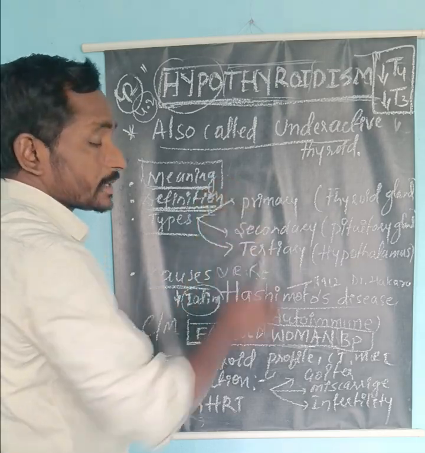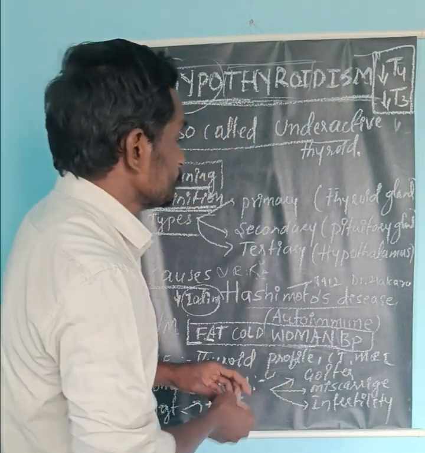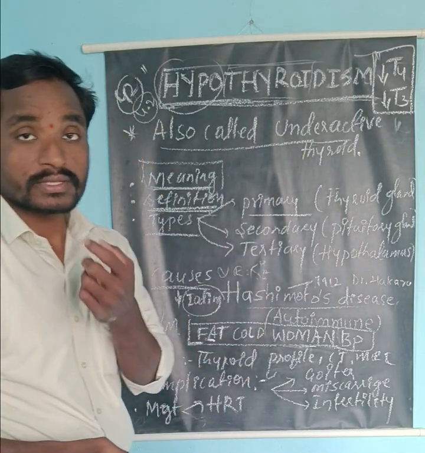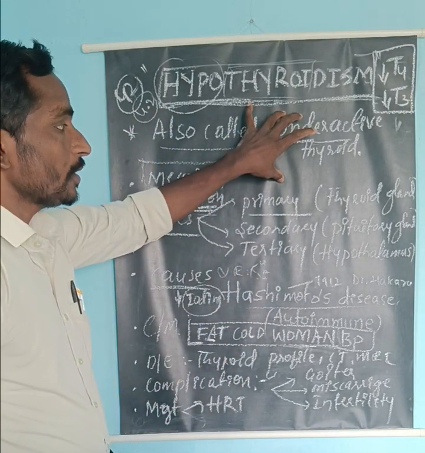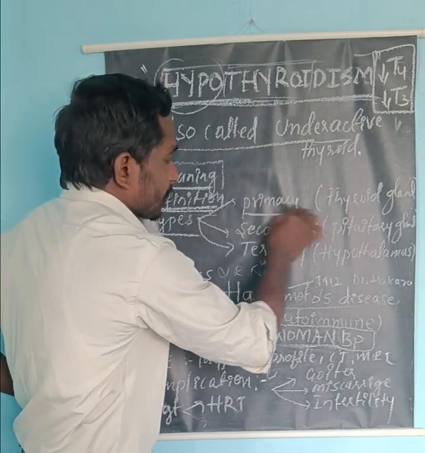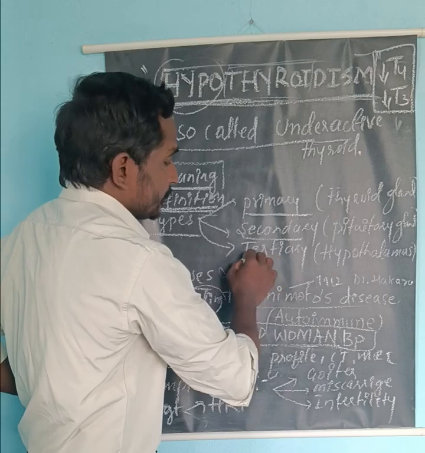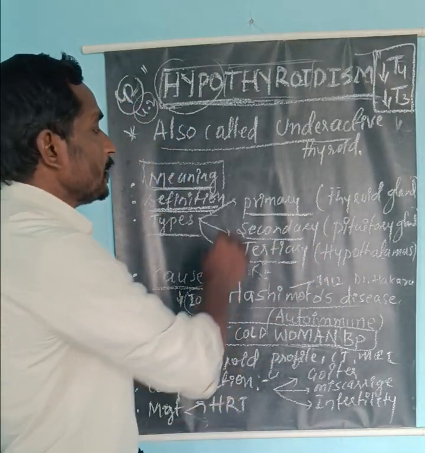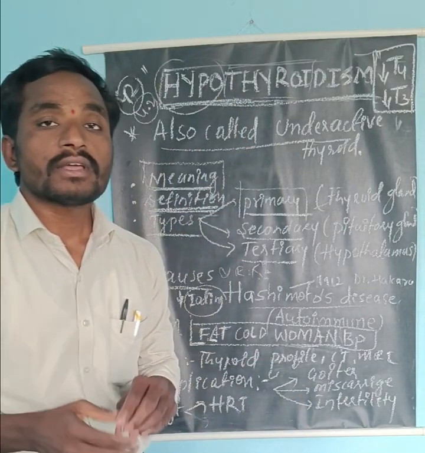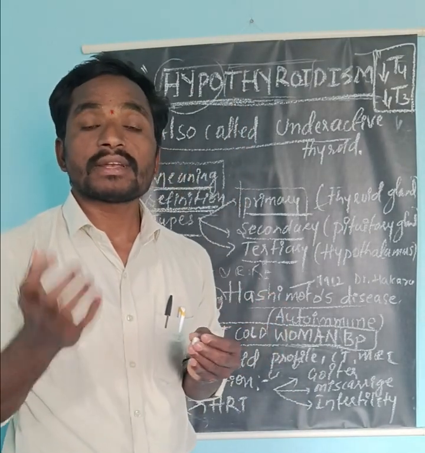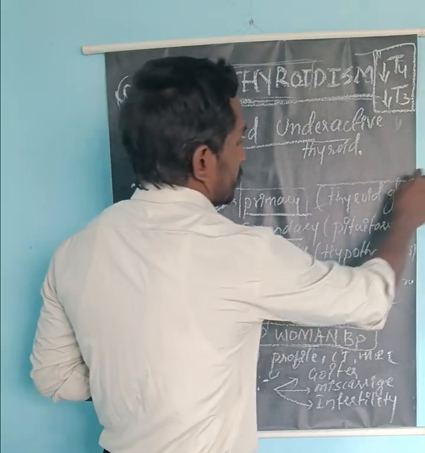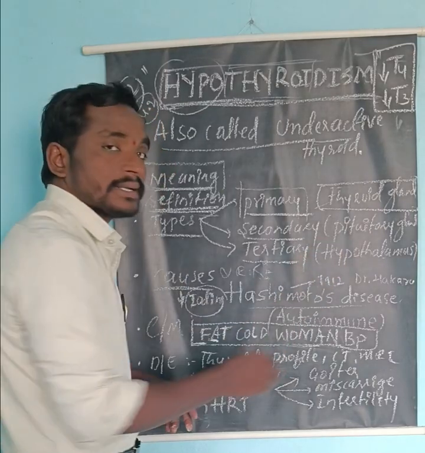Now come to the types of hypothyroidism. Depending upon the involvement for the production of less hormones, it is divided into three types. One is primary, another is secondary, another is tertiary. In primary, the problem is in the thyroid gland itself. Here the thyroid gland does not have the capacity to produce T3 as well as T4 hormones.